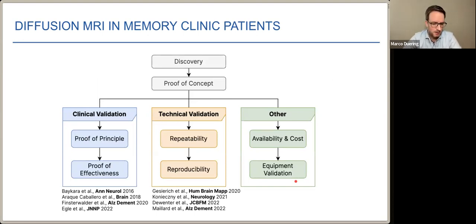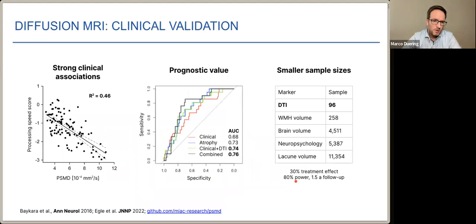So patients that visit the clinic because of memory problems or other cognitive problems. And we and others have done some work both for clinical and technical validation, and I want to give you a short overview of this work. What is typically seen is quite a strong correlation between diffusion-based markers and cognitive deficits. For example, here, 64% of explained variance, that's really high.